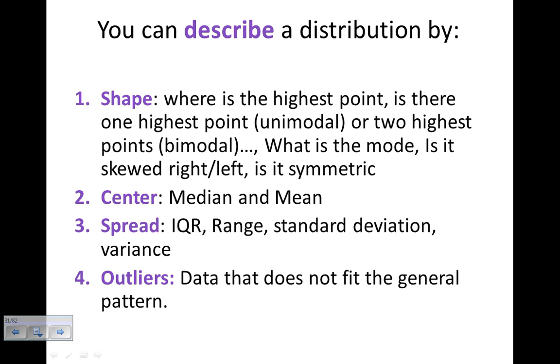The center, so the median and the mean, and this needs to be a value. So you're going to give a numerical answer. What is the mean? What is that? And you'll choose one or the other, and we'll discuss that later, which one. So then the spread. So here you can do the IQR, the interquartile range, the range, or the standard deviation. Now within spread, you should also always comment on the variance. So is one more spread out than the other? And then if there are any outliers or data that do not fit the general pattern.